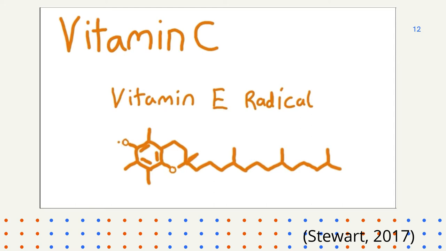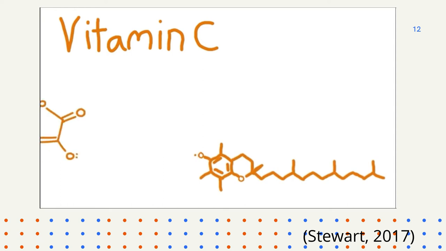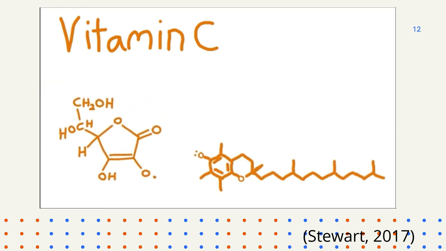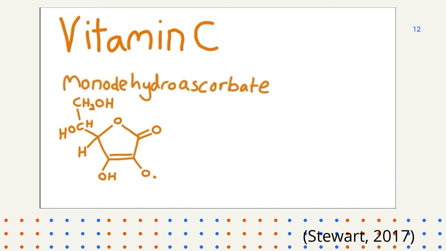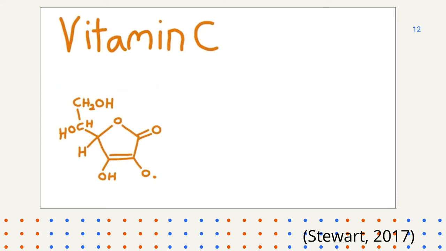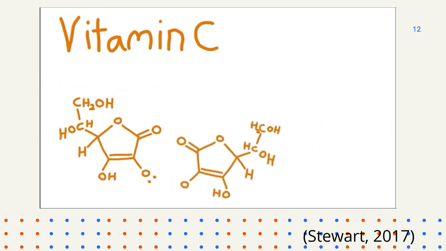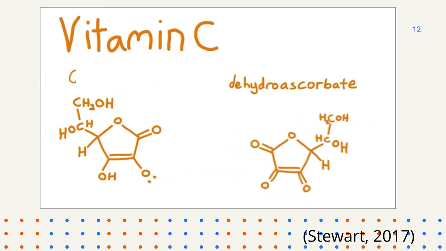Now comes the role of vitamin C, which can donate an electron to the vitamin E radical, recycling the vitamin E and creating the vitamin C radical we met earlier, monodehydroascorbate. Then two molecules of monodehydroascorbate can react together to give dehydroascorbate and ascorbate, neither of which are radicals. This then eliminates the threat of damage by the free radical.